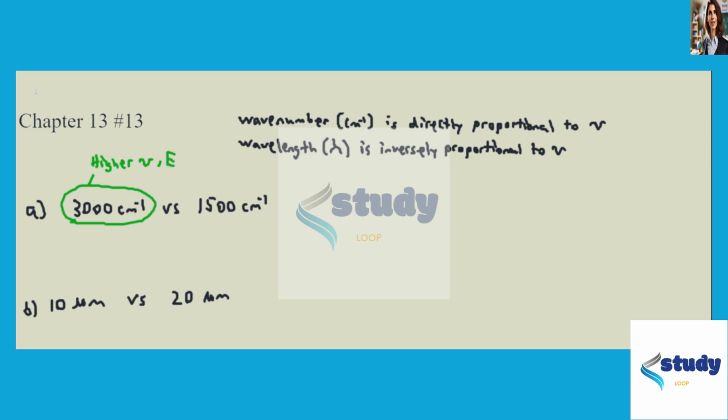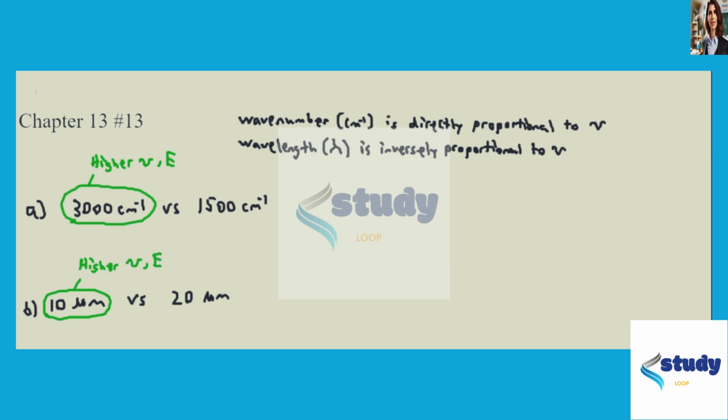Okay, and then so the case is just the opposite in B, where we're asked to compare light on the basis of wavelengths. So a larger wavelength is going to correspond to a smaller frequency and a smaller energy. So a smaller wavelength will have more energy. And so 10 micrometers is less than 20 micrometers. So 10 micrometers is going to have the higher wavelength, or pardon me, the higher frequency and the higher energy.